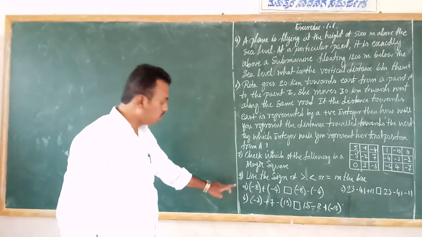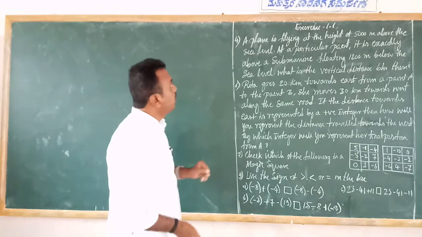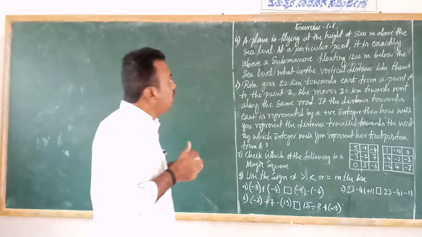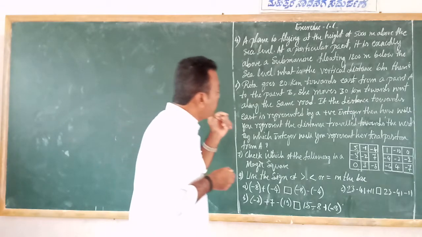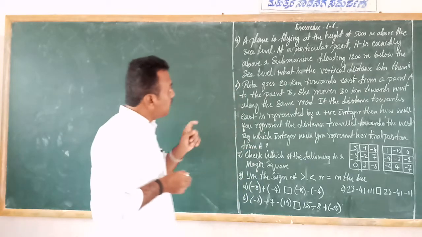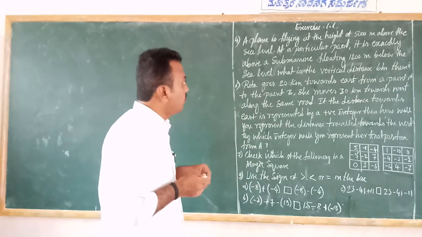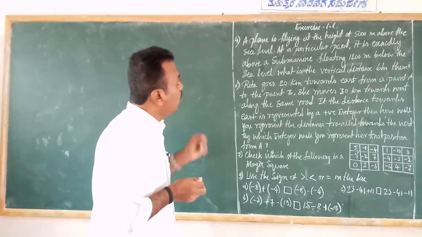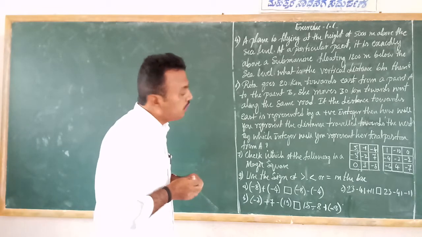Okay students, next question. Question number 4. A plane is flying at a height of 5000 meters above the sea level. At a particular point, it is exactly above a submarine floating 1200 meters below the sea level. What is the vertical distance between them?